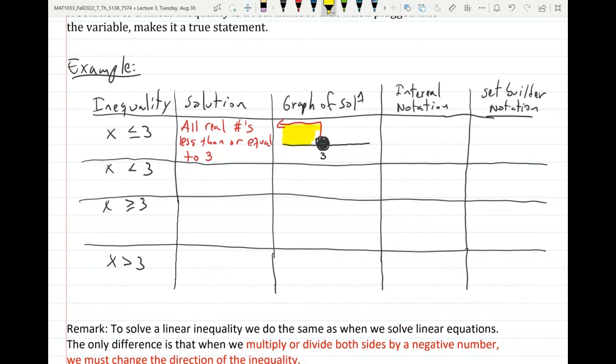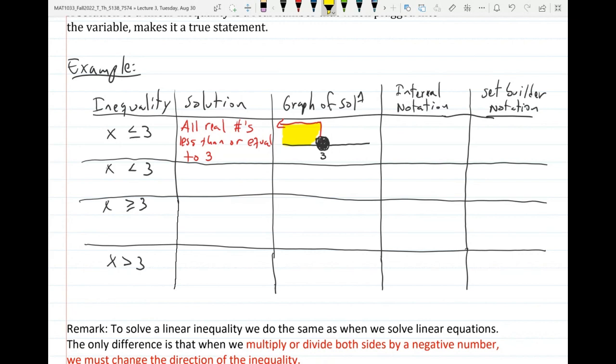And then you shade that part. So somebody walks in and they look at that, they know that the solution is everything that's less than 3, including 3, without having to look at the inequality itself. Do you understand this? That's a graphical representation of that.